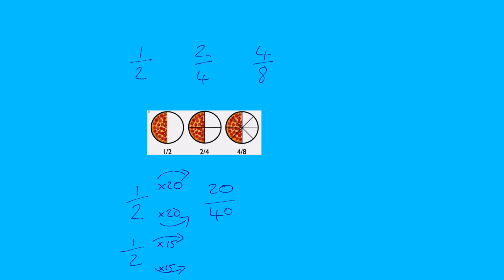So you can see here I've chosen another number, which is 15. So I'm timesing the numerator and the denominator by 15. So 1 times 15 gives me 15, and 2 times 15 is 30. So 15/30 is an equivalent fraction to a half.